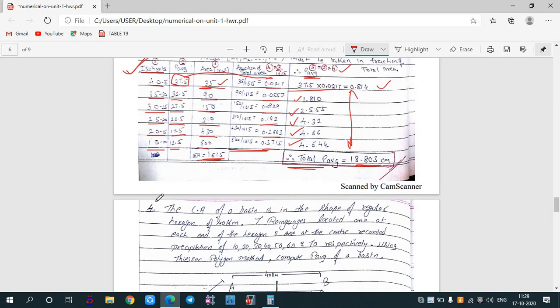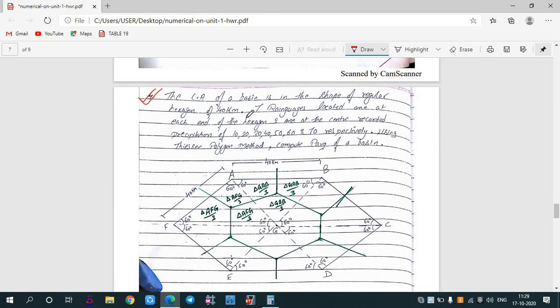After that, we'll do the next numerical. The next numerical is: the catchment area of a basin is in the shape of a regular hexagon. So a catchment area has been given in the form of a hexagon of 40 km. Seven rain gauges are located, one at each end of the hexagon, and one at the center recorded the precipitation of 10, 20, 30, 40, 50, 60, and 70.